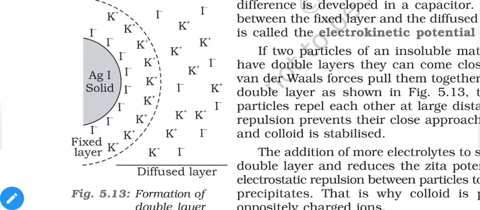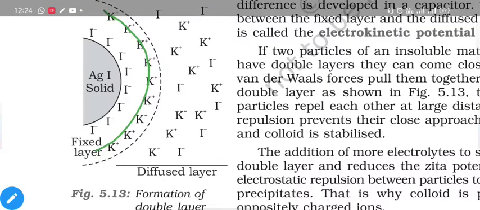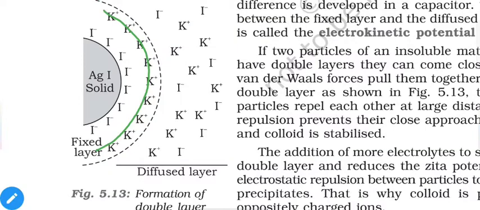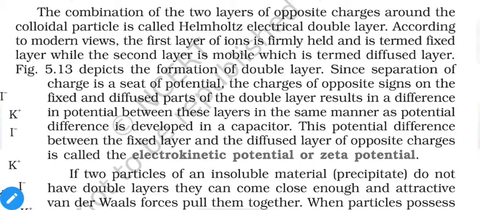So we have a negatively charged surface. This negatively charged surface will attract a second layer of potassium, and that's why it will generate a double layer. So this is how a double layer is generated, and around this we have diffused layers. That means they are not permanent or steady static layers. The combination of two layers of opposite charges around the colloidal particle is called Helmholtz electrical double layer.